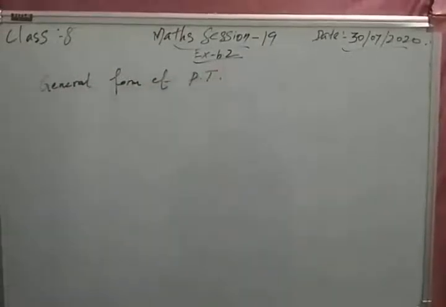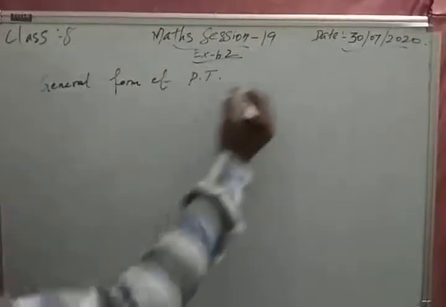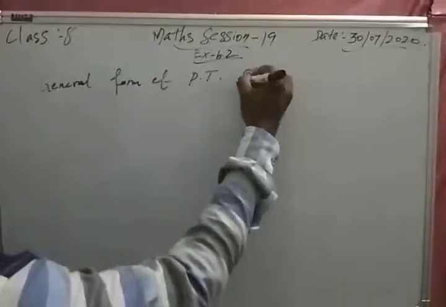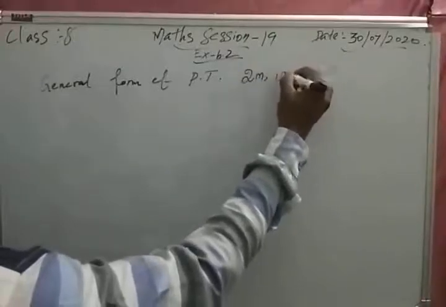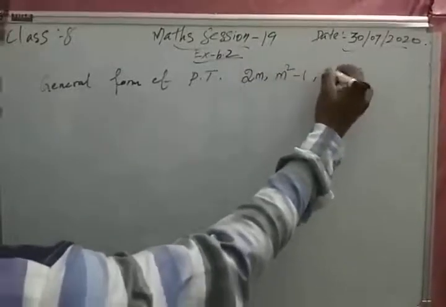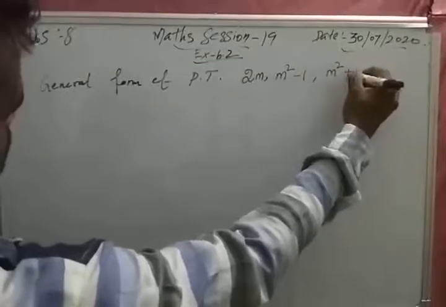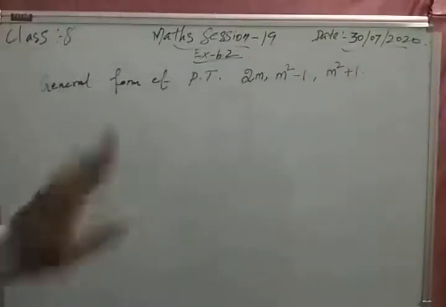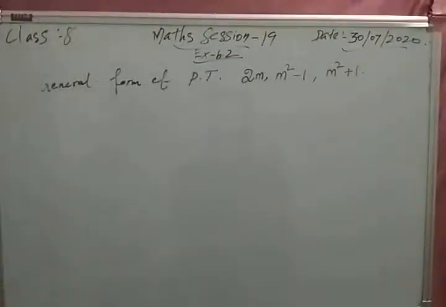The general form of Pythagorean triplet is, we have to take three terms. That is, one is 2m, m squared minus 1, m squared plus 1. This is the general form of Pythagorean triplet.